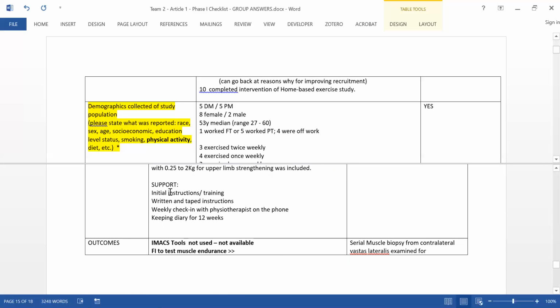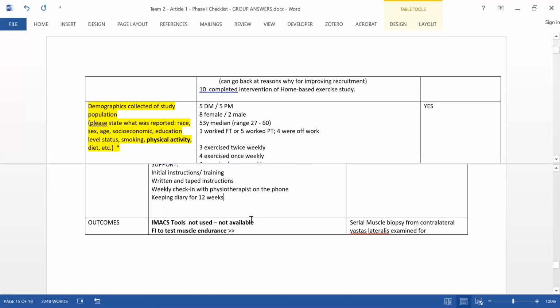Additionally, very important, the support that these patients received were initial instructions with actual training, and then written and taped instructions. And then there were weekly check-ins with the physiotherapist on the phone, and they kept a diary for compliance reasons and I guess for other reasons at 12 weeks.